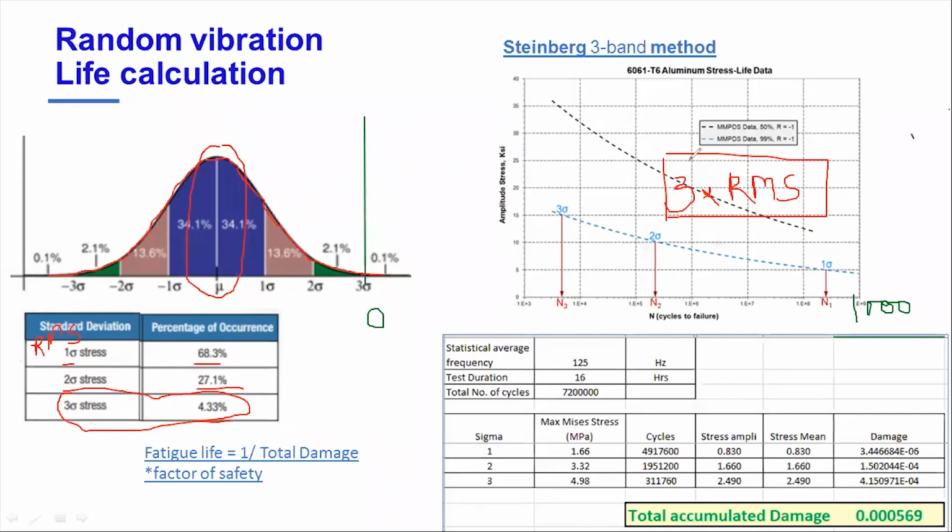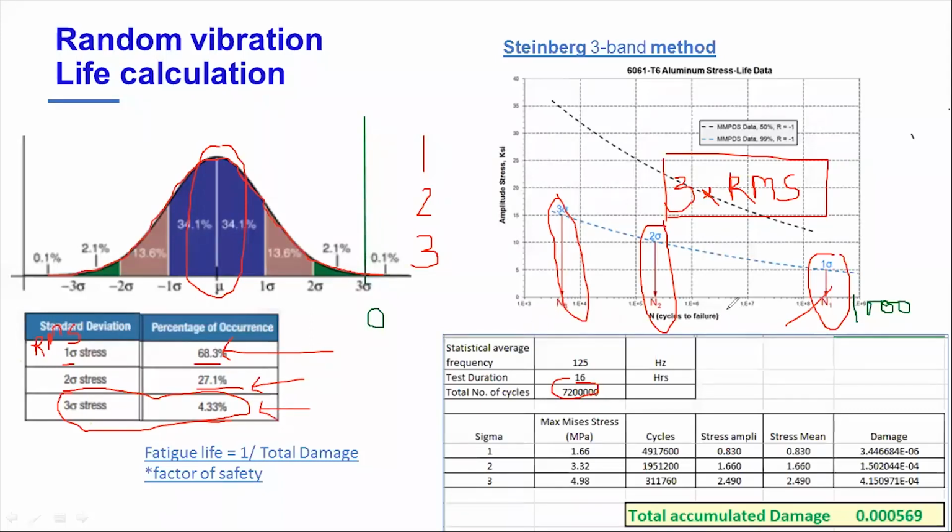Okay, now as you have different amplitudes, one amplitude is 1 RMS, the second is 2 times RMS stress, and the third is 3 times RMS stress. You get different numbers of cycles for 1 time RMS, 2 times RMS, and 3 times RMS. You remember the Miner's rule which we did. So for these 3, the total number of cycles is 72, but you have different numbers of cycles because this is 68% of the time, this is 27% of the time, and this is 4% of the time.